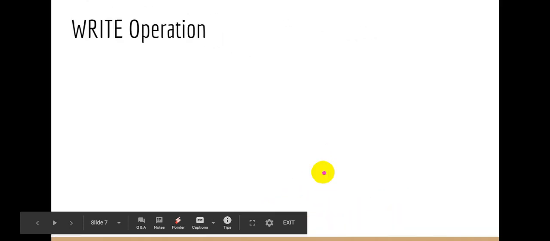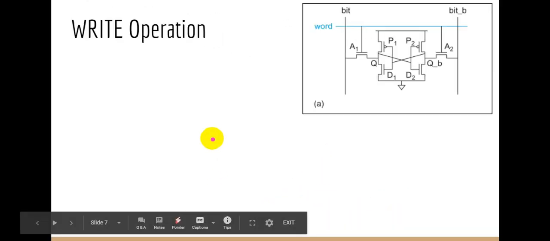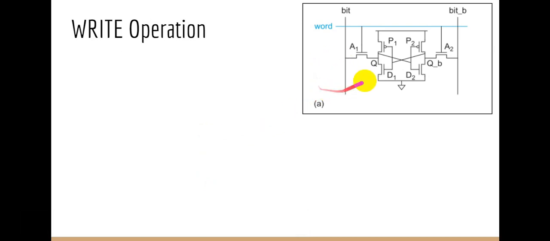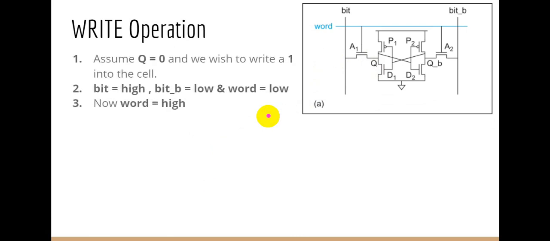Okay, now let's go for the write operation. So again, assume that Q is initially 0 and that we wish to write a 1 onto the cell. For the write operation, we also have to follow some sequential operations, right? Initially for the write operation, we have to keep bit high, the bit bar low, and the word is also low before the write operation.